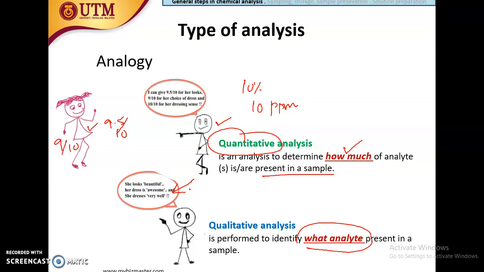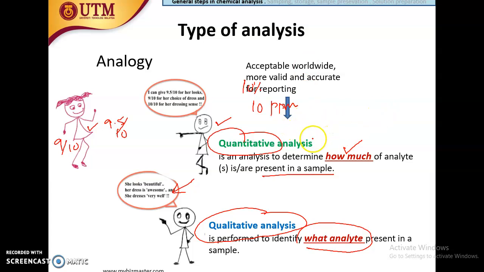Do you want to know how much cocaine is inside a urine sample? Or do you want to know what the drug is, what type of drug is in that urine sample? Sometimes you only want to know what type of drug, whether it's 1 part per million or 100 parts per million, it doesn't matter. As long as the cocaine is there, you are guilty. So that's how important it is to identify what you want first.